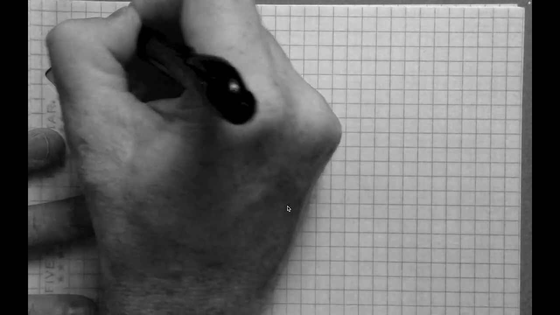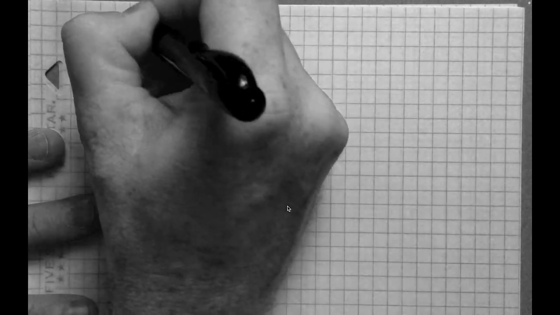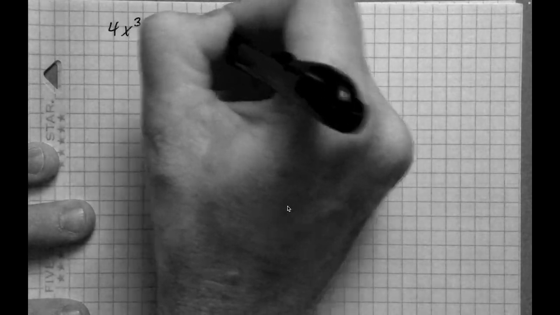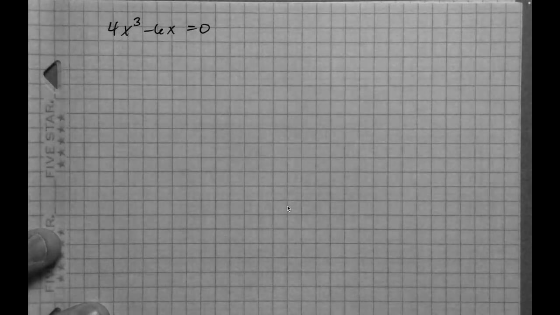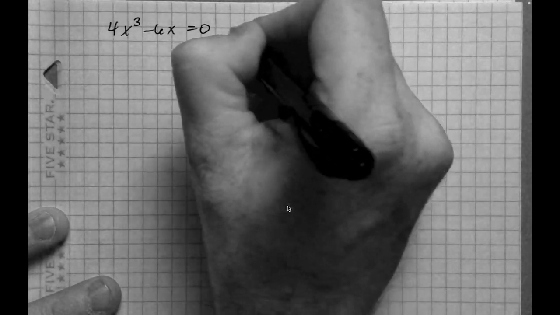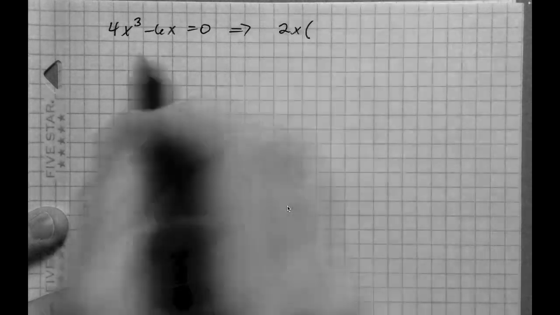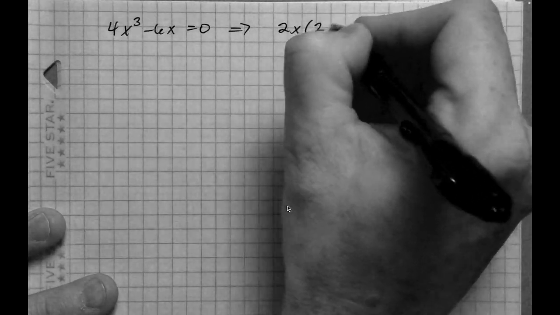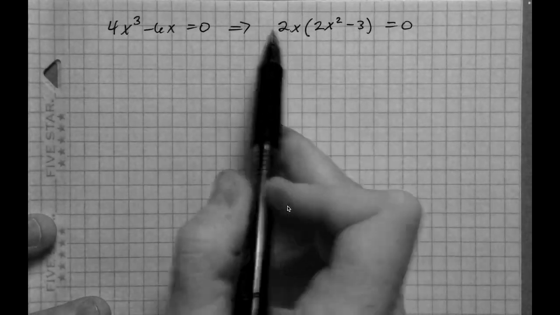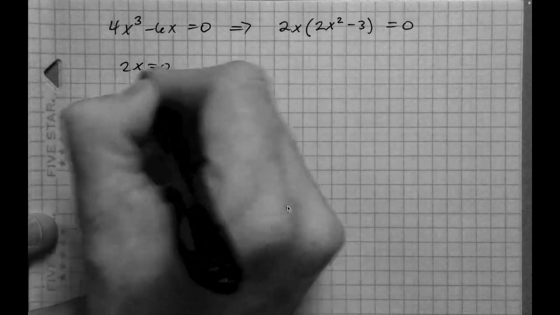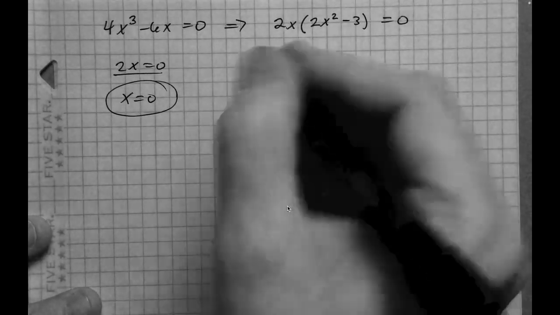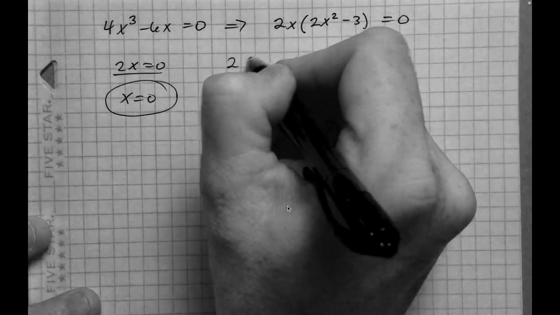And so when we do that, we have 4x cubed minus 6x equals 0. And we can solve this by, let's see, we'll factor a 2x out. So 2x, and then here you'll have 2x squared minus 3 equals 0. So one of your roots is 2x equals 0, and that means x equals 0. That's a root of the derivative. And then the other one is found using this side.